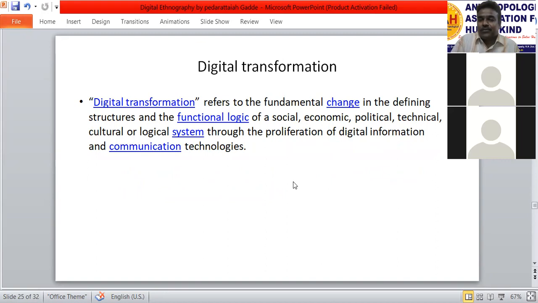Digital transformation was the word used. Digital transformation refers to the fundamental change in the defining structures and the functional logic of the social, economic, political, technical, and cultural or logical system through the proliferation of digital information and communication technologies. With this digital transformation, we need to understand the interconnections, a systemic understanding of how these things are interconnected, how it affects real human beings and its impact on them, and how it transforms the local culture, how this digital transformation actually takes place.